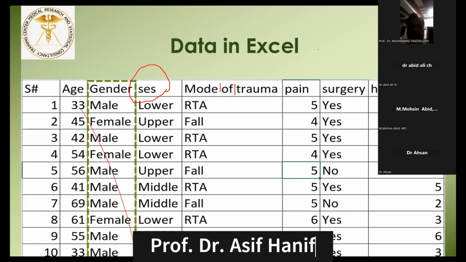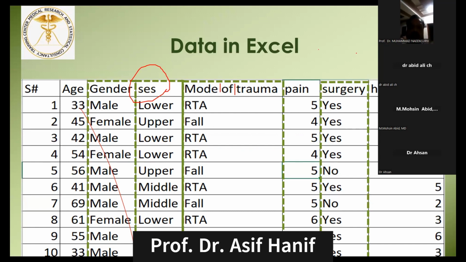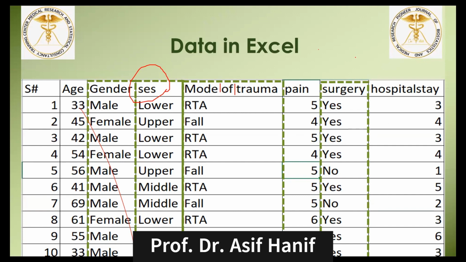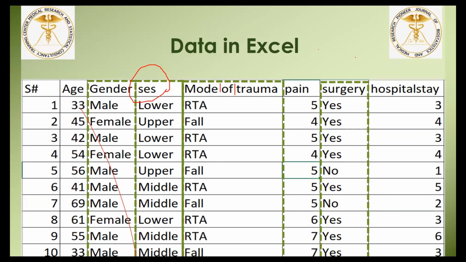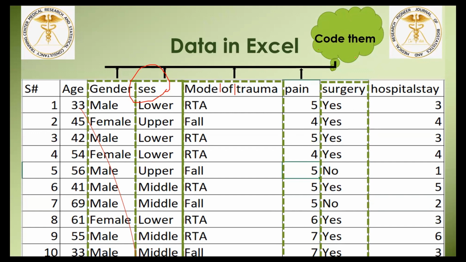Look, this gender, this socioeconomic status, this mode of trauma, this type of surgery or surgery planned are categorical. They are categories. Gender has 2 categories. Socioeconomic status has 3 categories. Mode of trauma has 2 categories. Surgery has 2 categories, yes or no. So code them in Excel before moving to SPSS. It will make it easy to manage this data in SPSS.